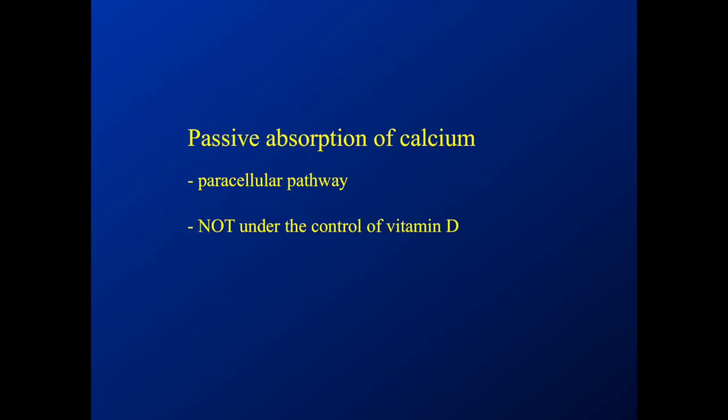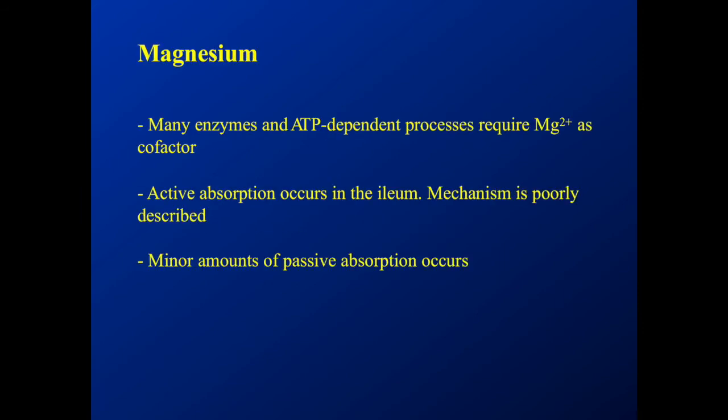The passive absorption of calcium is through the paracellular pathway, so going through these leaky tight junctions, and it's not under the control of vitamin D. So this will just happen down the concentration gradient in the small intestine. Magnesium is important for many enzymes and ATP-dependent processes, as it's an important cofactor for these things. The active absorption occurs in the ileum, and the mechanism isn't really well understood. But you also get minor passive amounts of absorption through the paracellular pathway.